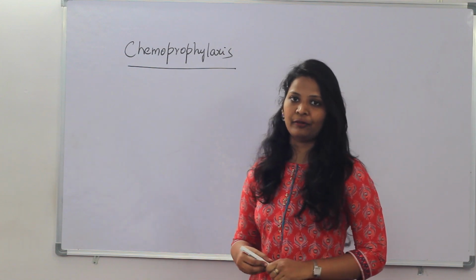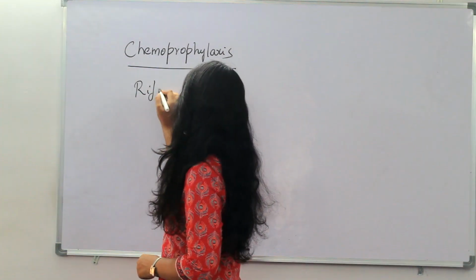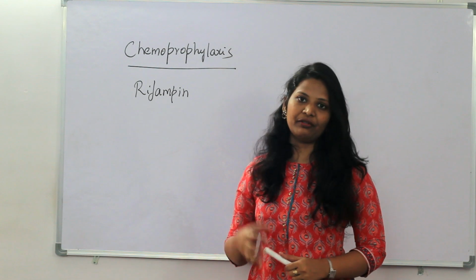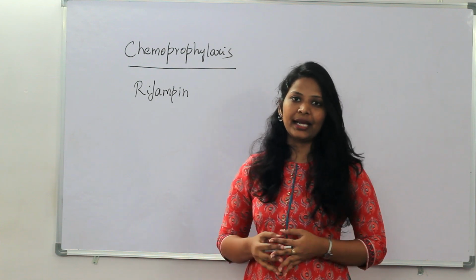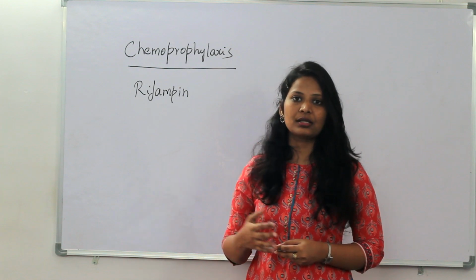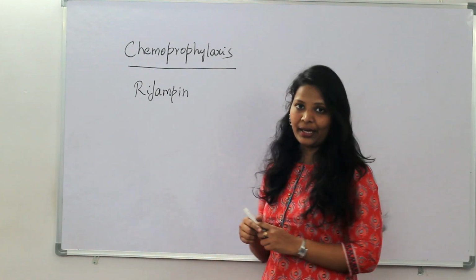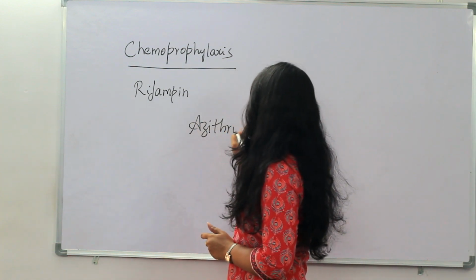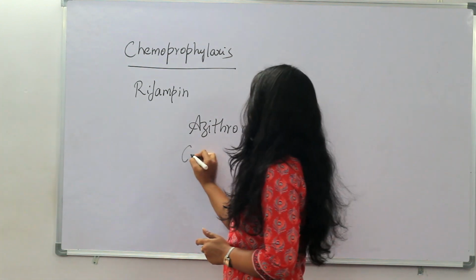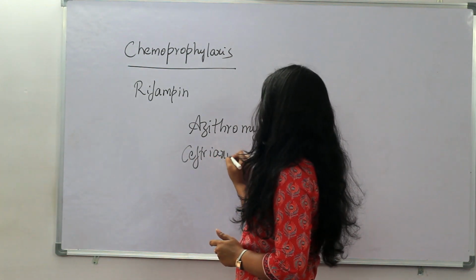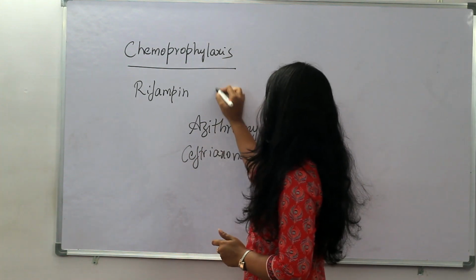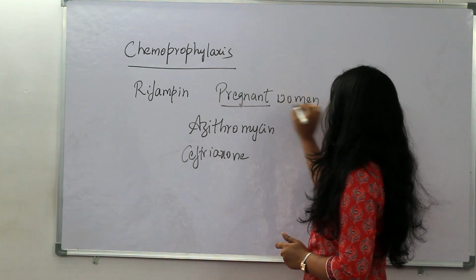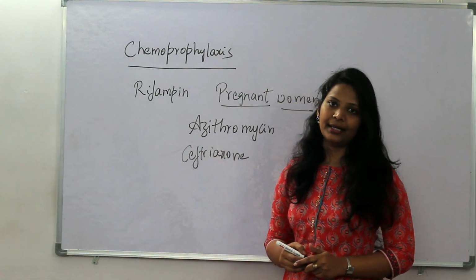Now let's see about chemoprophylaxis. The treatment of choice for chemoprophylaxis is rifampicin. Rifampicin is the medication usually given to the family members of the affected person, but rifampicin is contraindicated for pregnant women because it may cause harm to the fetus. Instead, for pregnant women, you can give a single dose of azithromycin or ceftriaxone. These are the treatment of choice for pregnant women, because rifampicin is contraindicated in pregnancy.